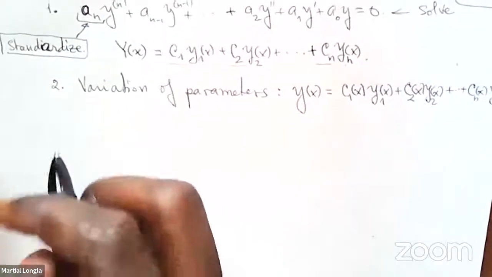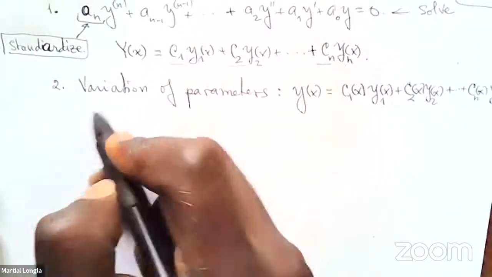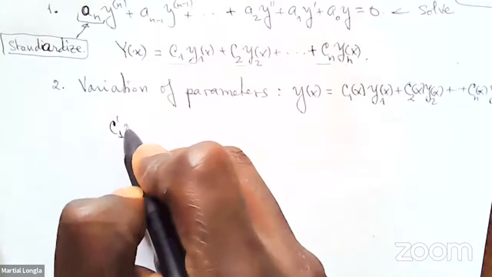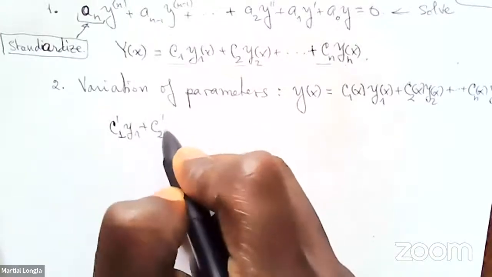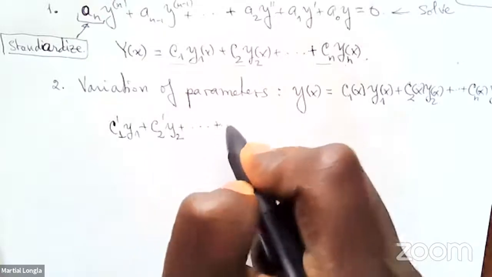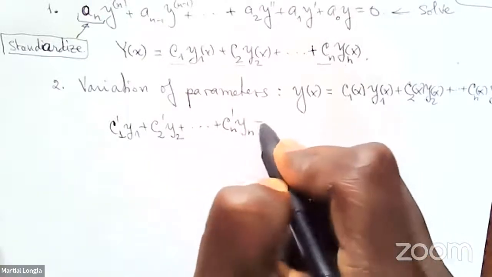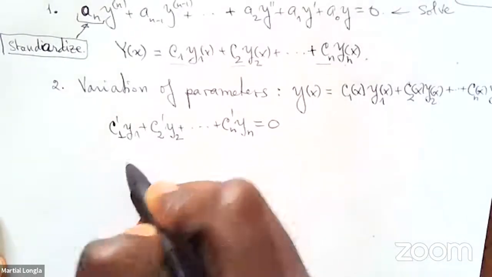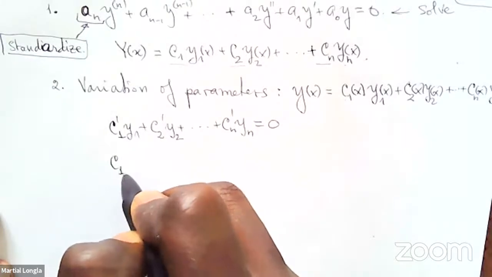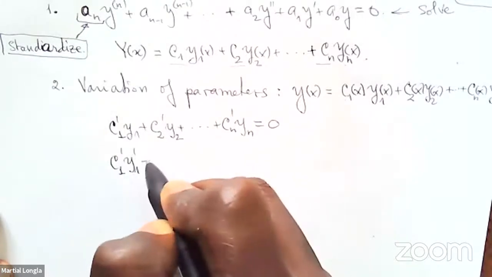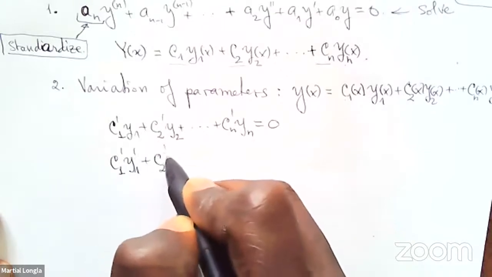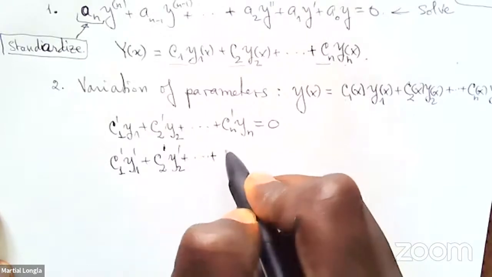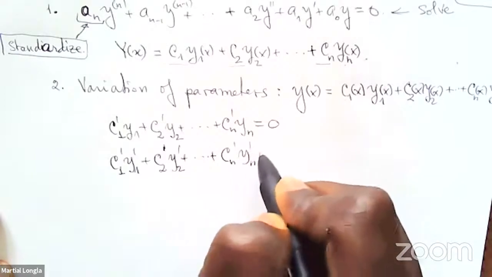And then you write what you get. So if I take the first derivative, I am going to get c1 prime y1 plus c2 prime y2 up to cn prime yn equals 0. After taking the first derivative, I do this. After taking the second derivative, I'm going to have c1 prime y1 prime, c2 prime y2 prime, cn prime yn prime equals 0.